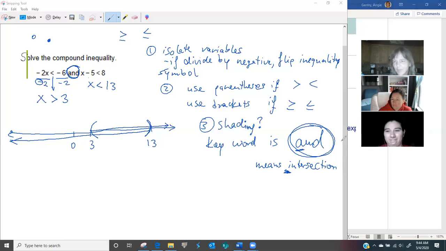No. Okay. So and means intersection, AI. Intersection always means where do they meet? You know, where do they meet?